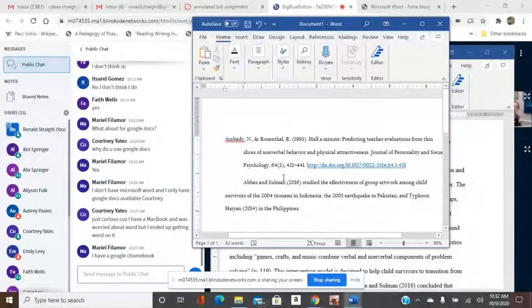You will see that in APA style, if it's written in the text itself, a Abbas and Solman study gets an "and" like this, but I'm going to do it at the back of this. If I were citing it like this, it would get the ampersand.